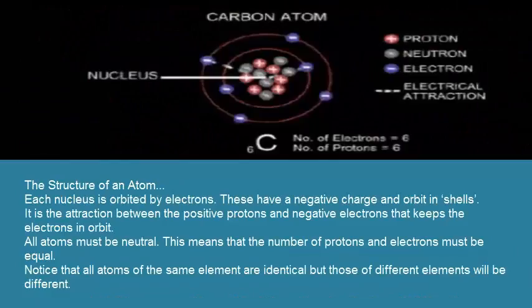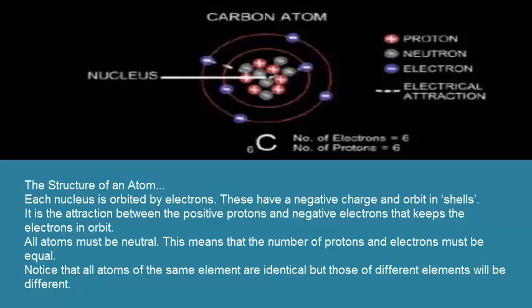Each nucleus is orbited by electrons. These have a negative charge and orbit in shells. It is the attraction between the positive protons and negative electrons that keeps the electrons in orbit. All atoms must be neutral. This means that the number of protons and electrons must be equal.